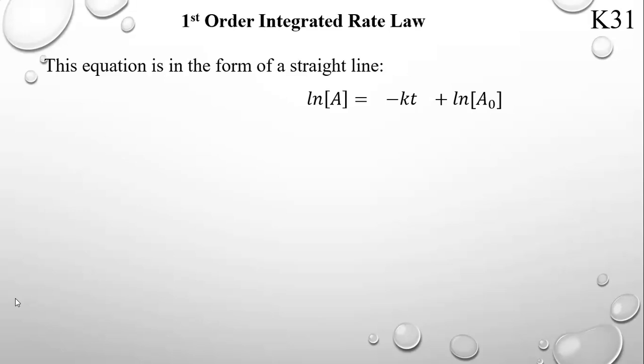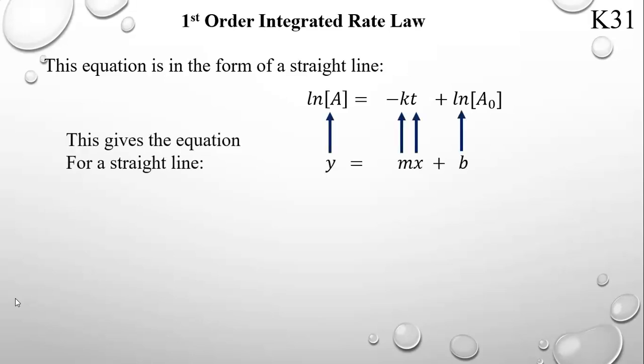The reason we added that ln A0 to the right side is that now it forms what you remember from math class: y equals mx plus b. m is the slope, x is the independent variable, in this case the time, and b is the y-intercept. Okay, so that goes back to Integrated Math 1.